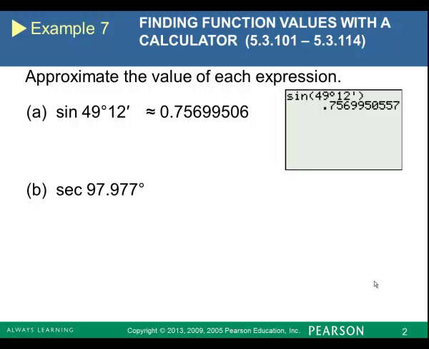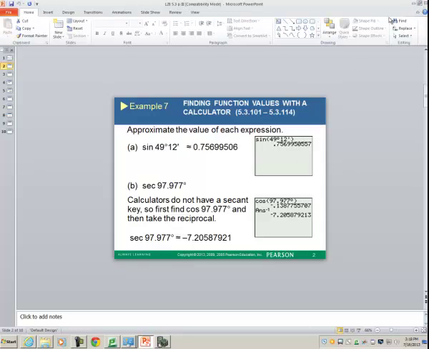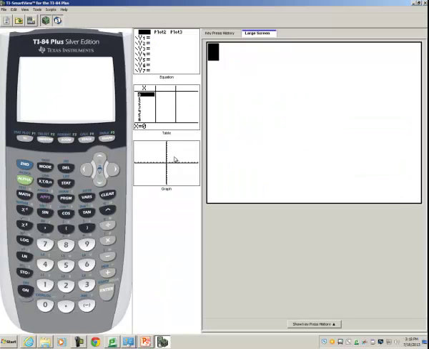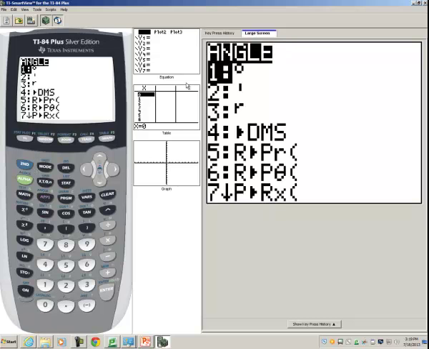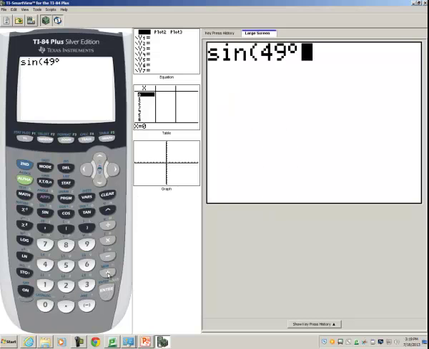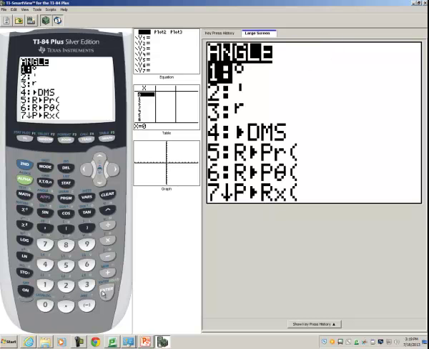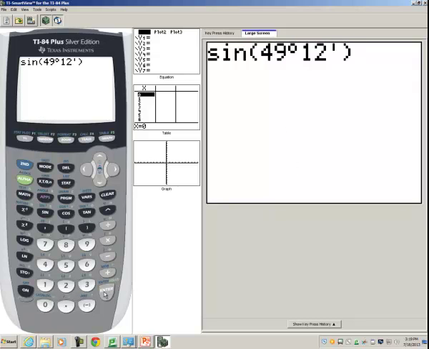Now notice here it shows sine of 49 degrees, 12 minutes, and then they went ahead and gave you the decimal for that. You can work that out on a TI-84. First we'll put in sine, and then 49. Then you see this angle right above the apps button. You hit second and angle, and you see the degrees. You can either hit 1 or hit enter for that. And then 12. Now we want the minutes, so we hit second and angle, and we hit 2 for the minutes. And then we can close our parentheses, and there we go.